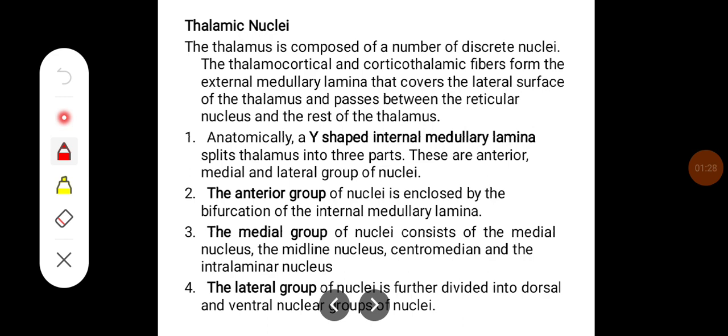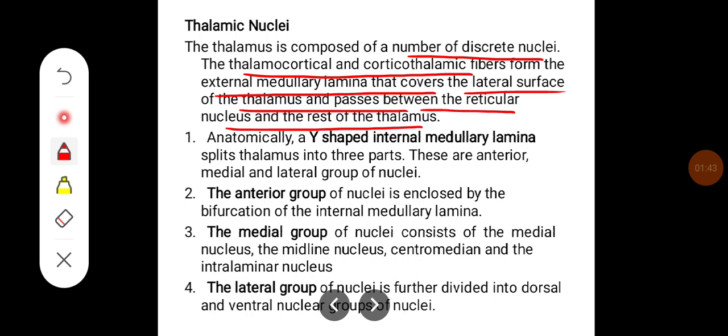Thalamic nuclei. The thalamus is composed of a number of discrete nuclei. Thalamocortical and corticothalamic fibers form the external medullary lamina that covers the lateral surface of the thalamus and passes between the reticular nucleus and the rest of the thalamus. Anatomically, a Y-shaped internal medullary lamina splits thalamus into three parts. These are anterior, medial, and lateral group of nuclei.